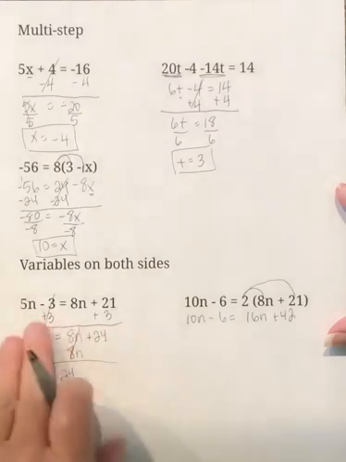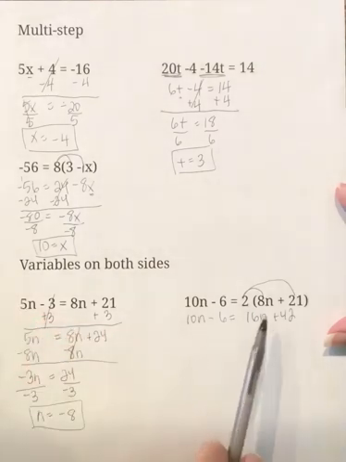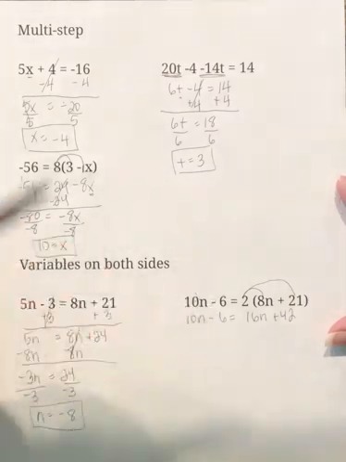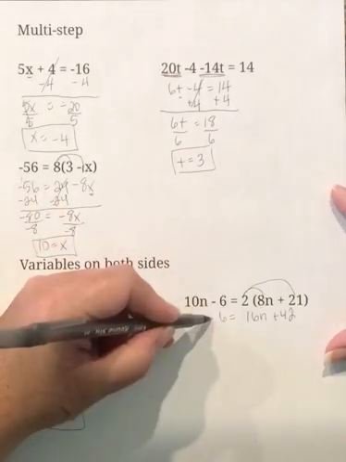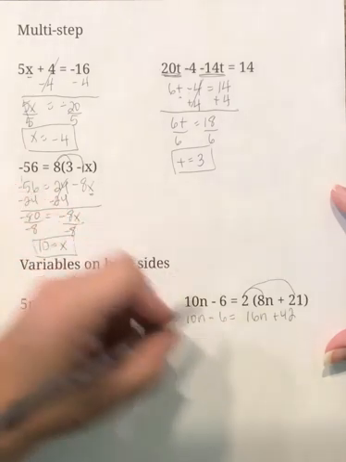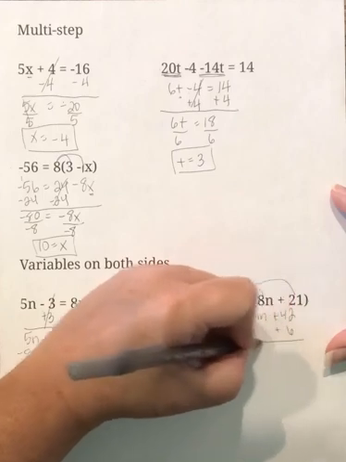Now I have the same situation that I had over here. I have a variable and a constant, a variable and a constant. So I could start anywhere, really, but I'm going to start with this constant over here again. So right now I have a -6. Important that negative sign belongs with the number. So I cancel it out by adding 6 to both sides.